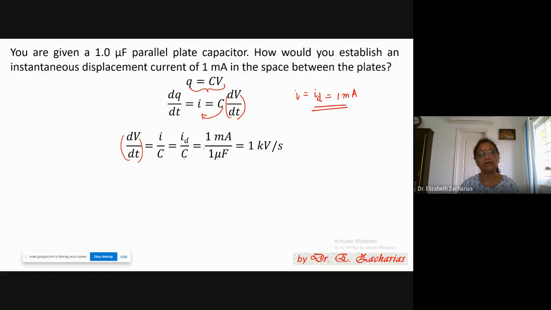You want a current of 1 milliamp, and the capacitance value is 1 microfarad. When you solve this, you get 1 kilovolt per second. So if you are able to change the voltage between the two plates at a rate of 1 kilovolt per second, then you can get a displacement current of 1 milliamp.